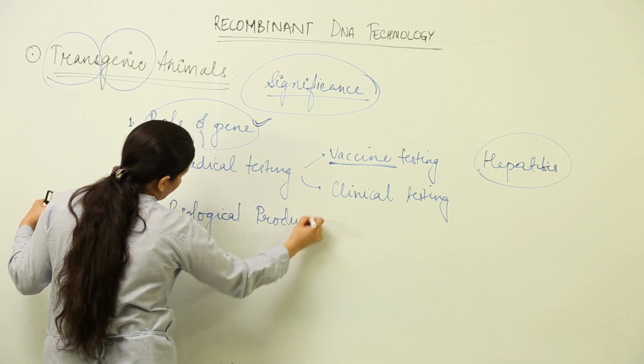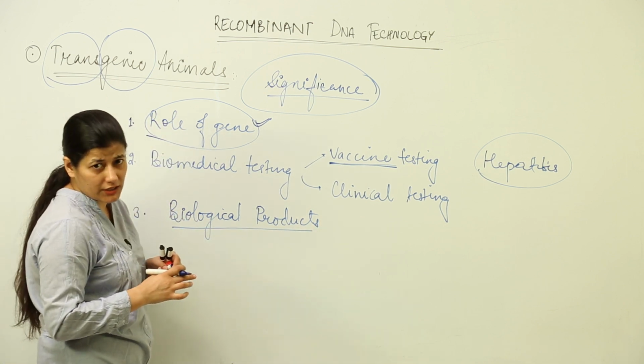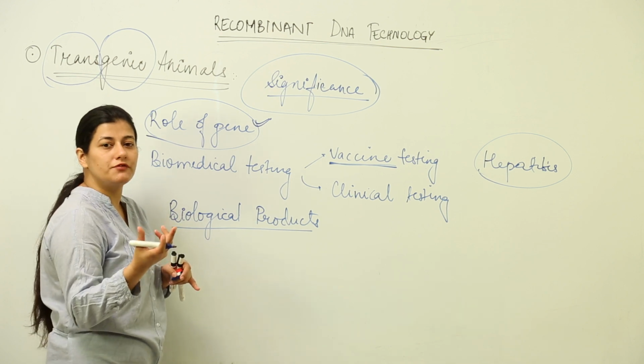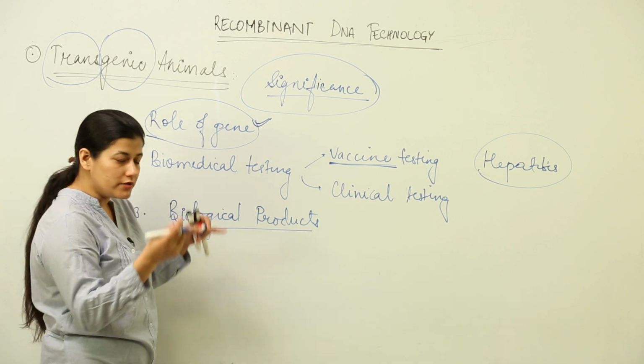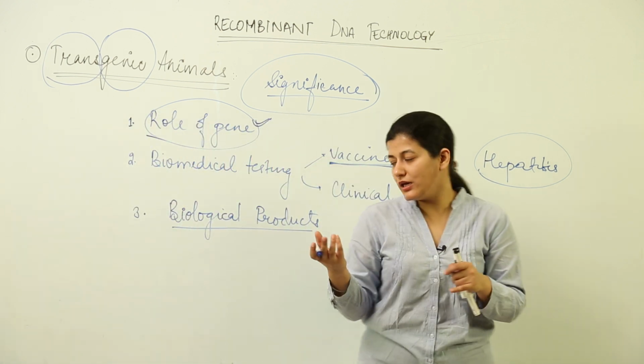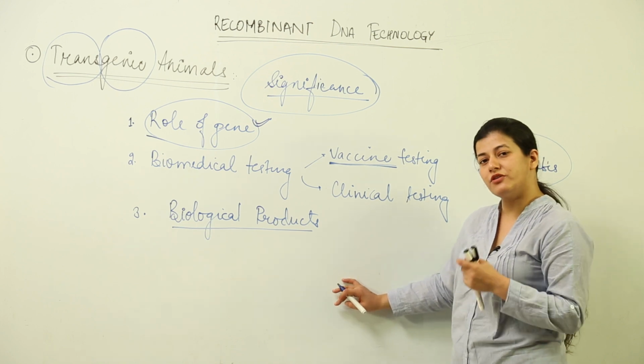So we have biological products as well. Now how do we get this biological products thing? You know that a specific gene is responsible for producing a protein. Now supposedly the protein is not being formed. As we talked about the formation of insulin, we used E. coli for the formation of insulin.